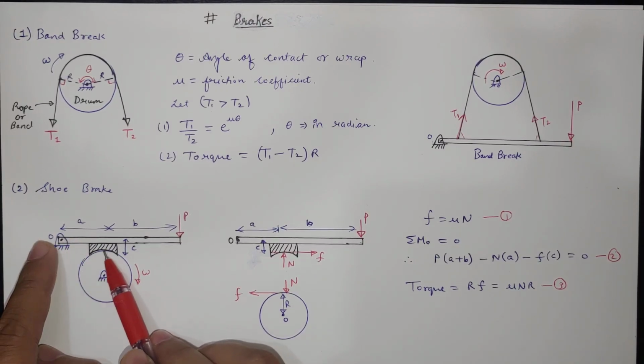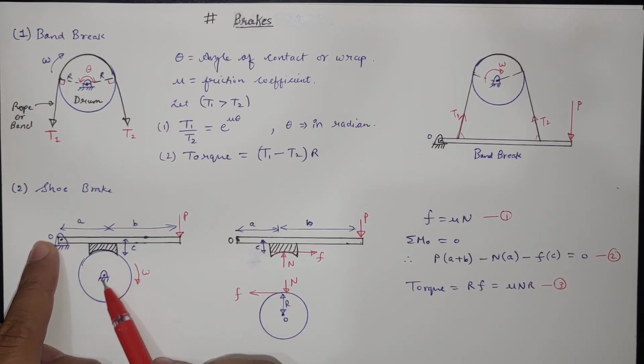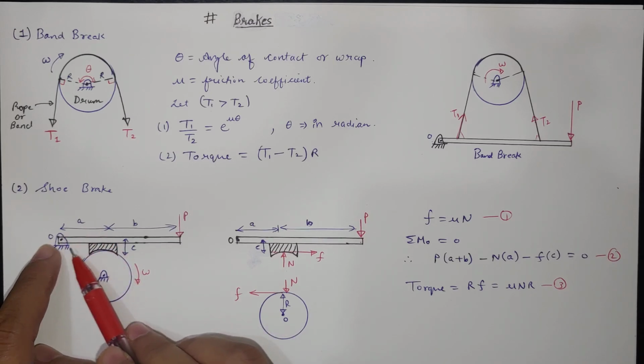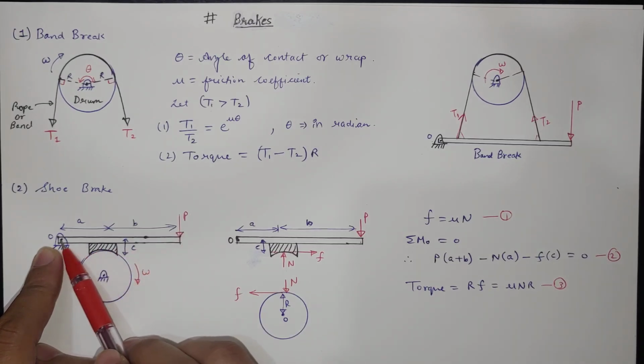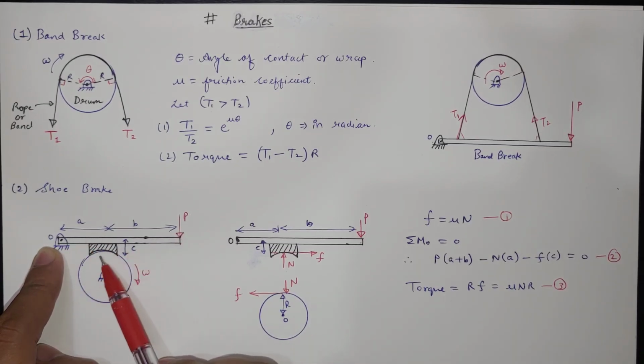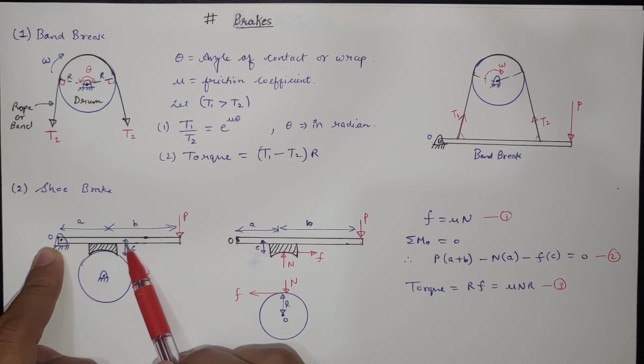A is the distance from the center of the shoe brake to the hinge point, and B is from the center of the shoe to where the load P is applied. C is the height of the shoe from the center, from this O point center line to where the average friction is applied. So this distance is vertically C.